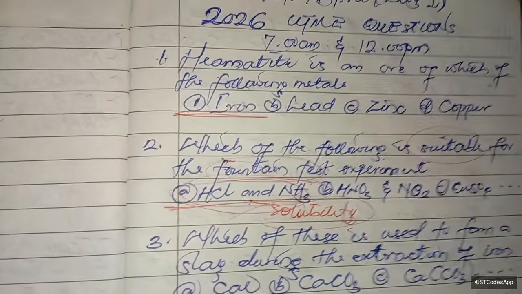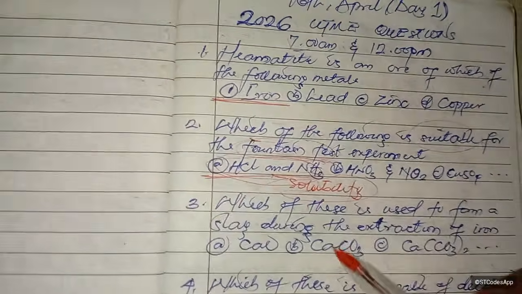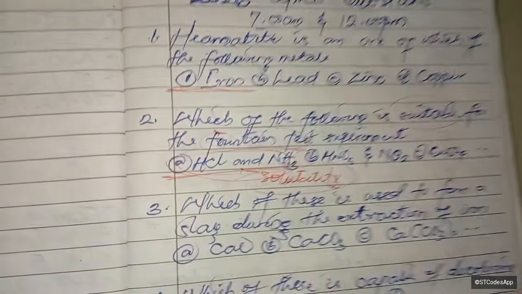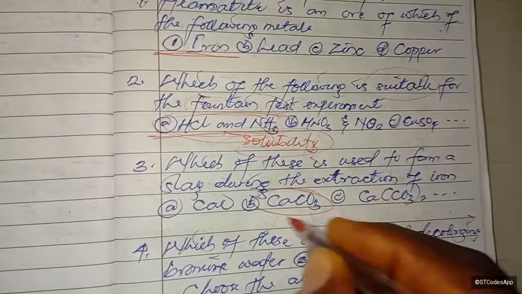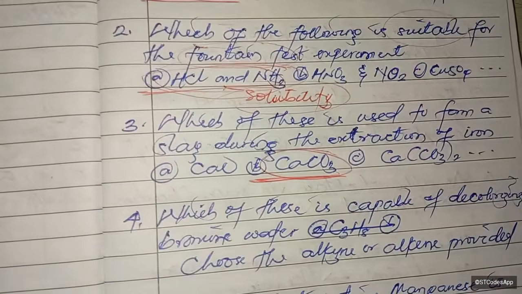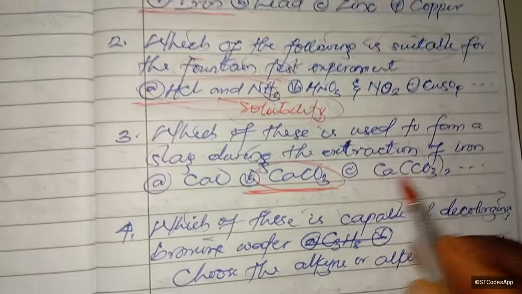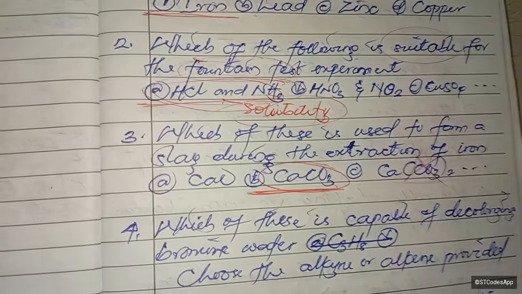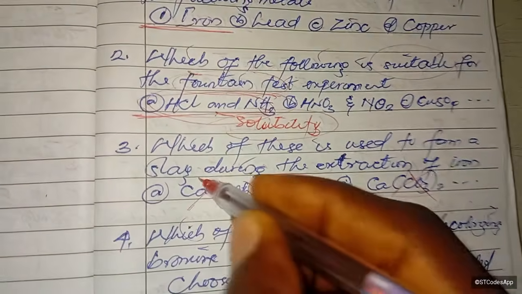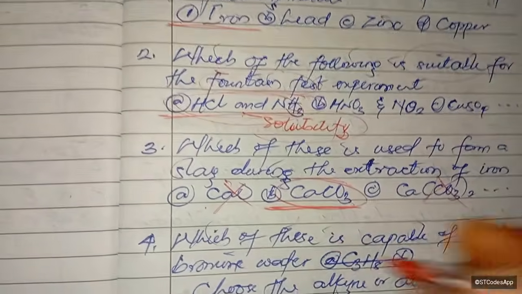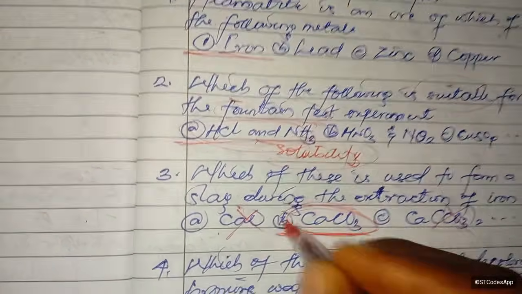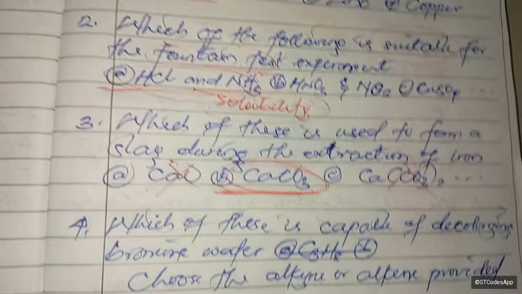So HCl and NH3. Which of these is used to form a slag during extraction of ore? The answer is CaCO3. Don't forget, it's not this. This does not even exist. Exactly. Quicklime is not used. Quicklime is actually combined with carbon dioxide to form this before the extraction process is done.